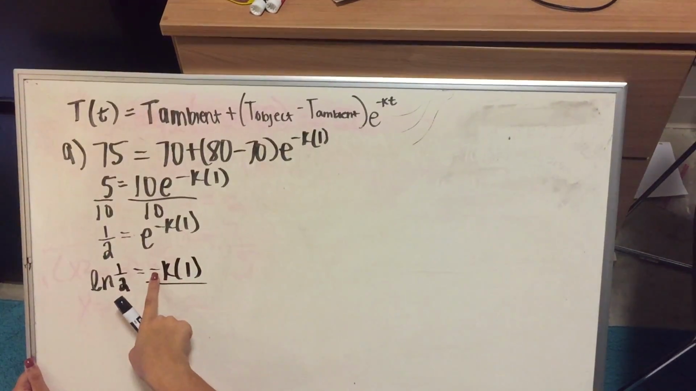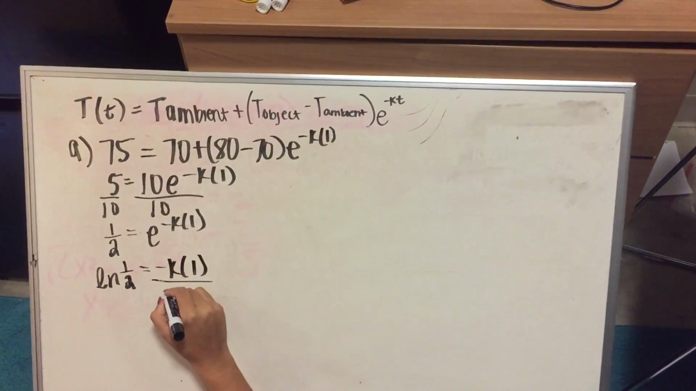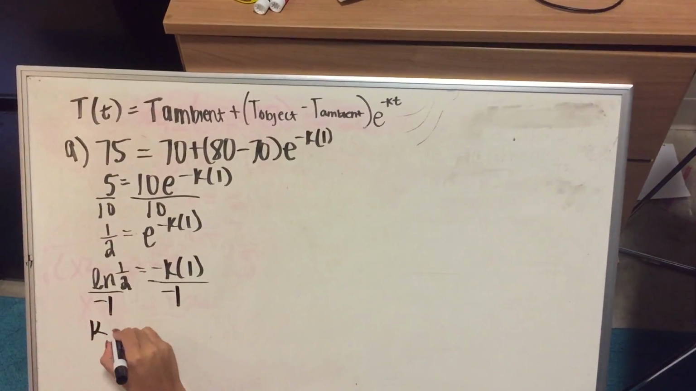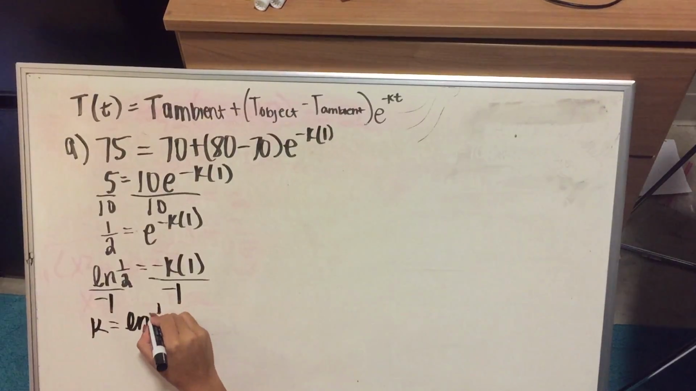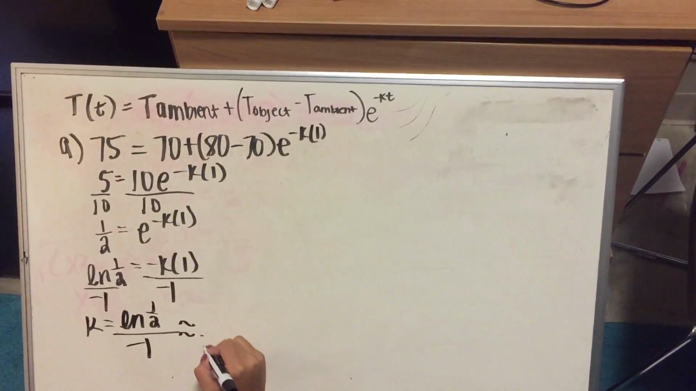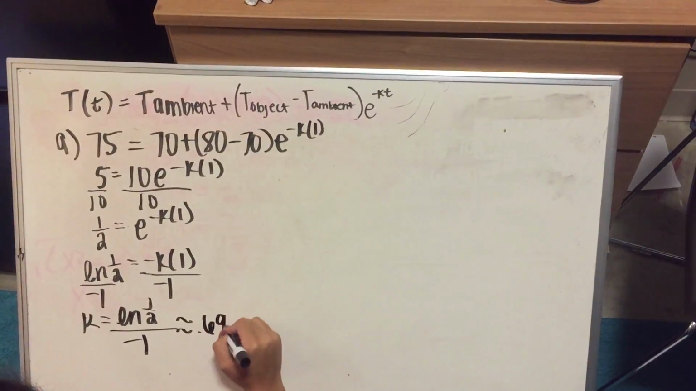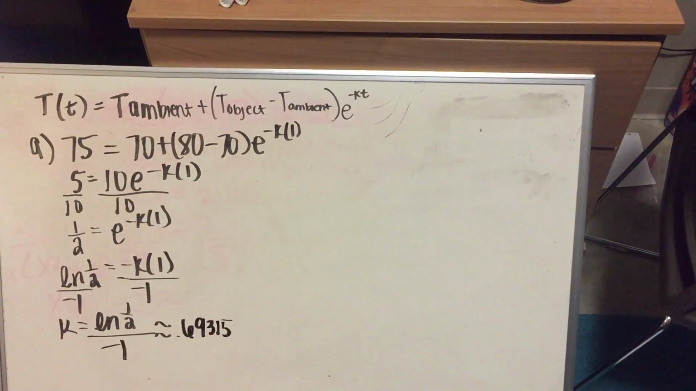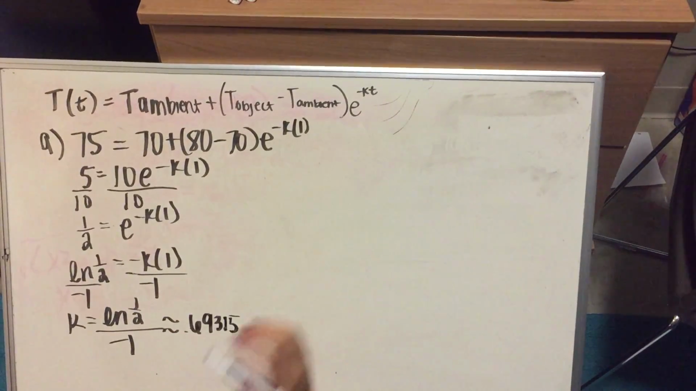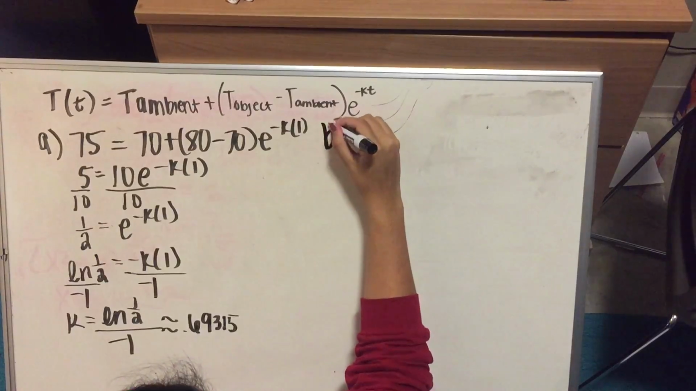And now, to get the negative out of the k and work with the 1, we divide by negative 1 on both sides. Therefore, k is equal to the natural log of 1/2 divided by negative 1, which is approximately equal to 0.69315.